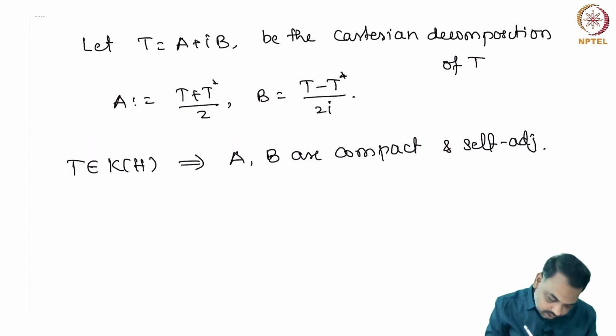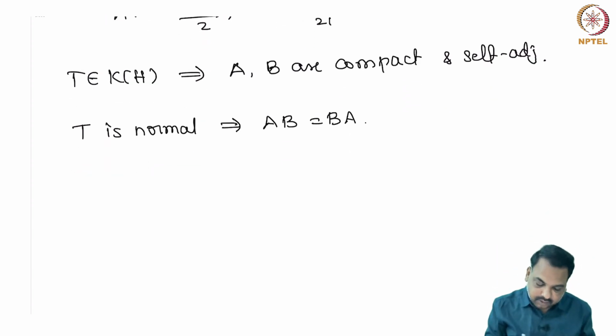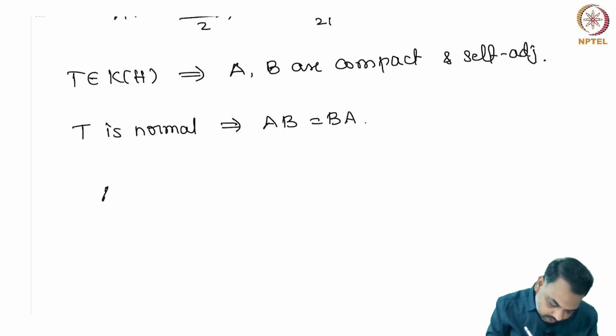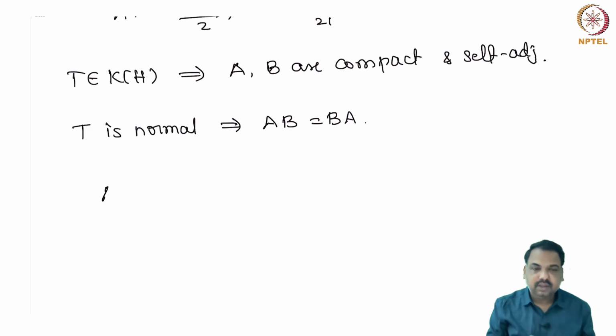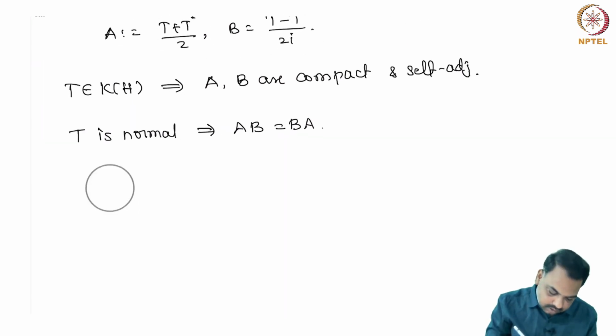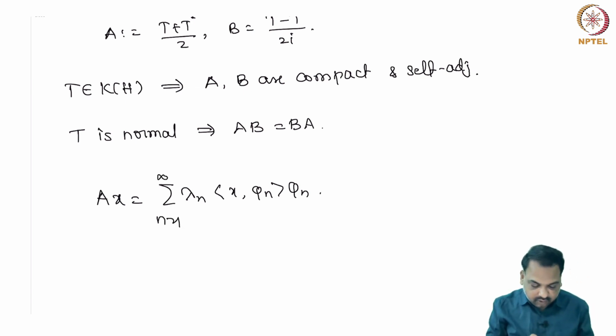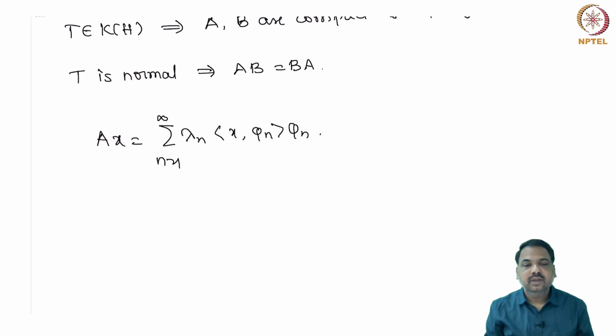And also T is normal, which implies AB equal to BA. So when AB equals BA, all the eigenspaces of B are invariant under A. Now since A and B are compact and self-adjoint, we can write Ax as the summation of lambda n inner product of x with phi n, multiplied by phi n. And of course B also can be represented in this way, but with respect to some other orthonormal system. We don't want that actually, we should get only one orthonormal system.